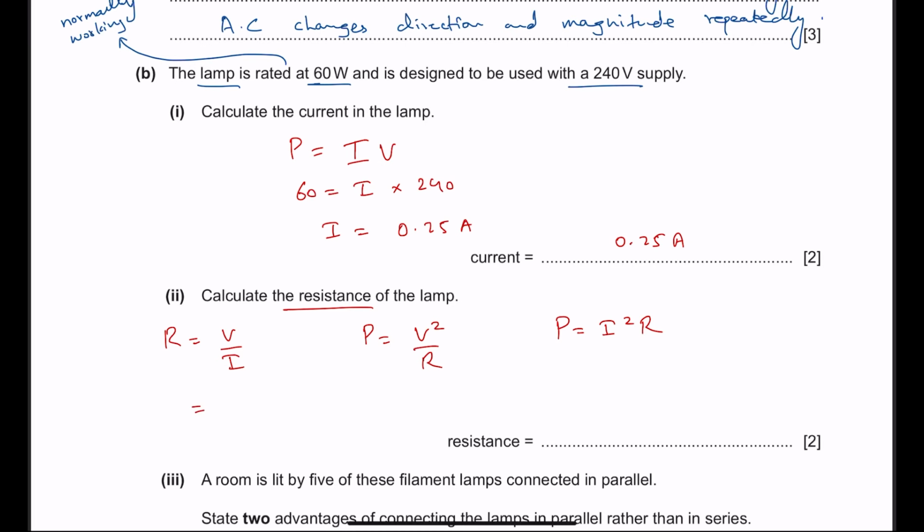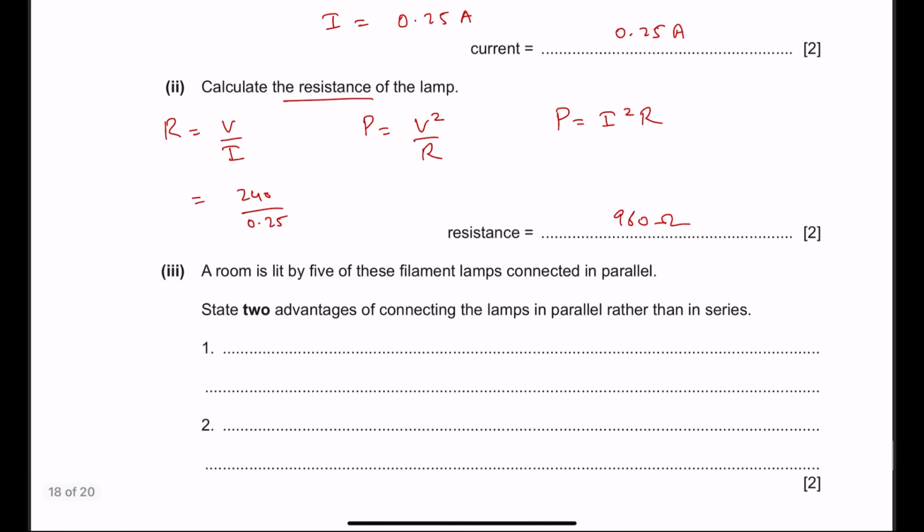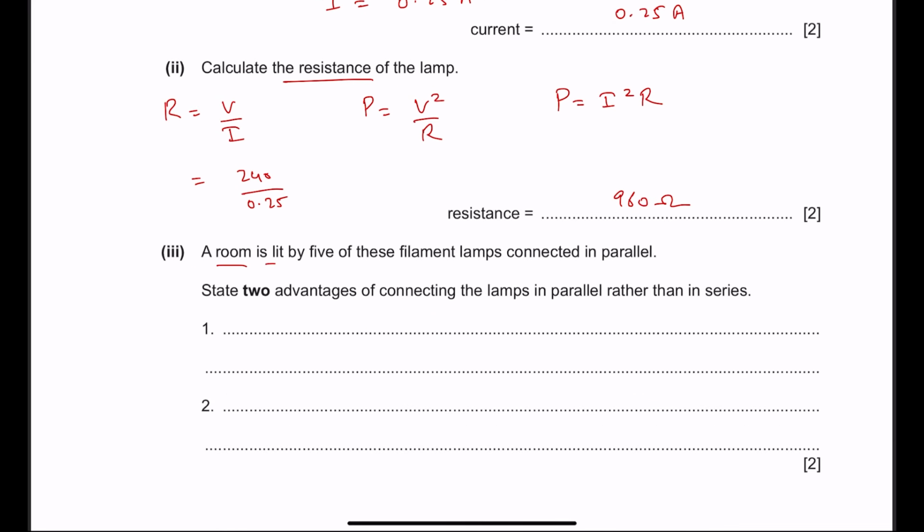I'm just gonna use V over I, so that's gonna be 240 over 0.25, and the answer would be 960 ohms. Moving on, the room is lit by 5 of these lamps connected in parallel. Two advantages of connected in parallel rather than in series.